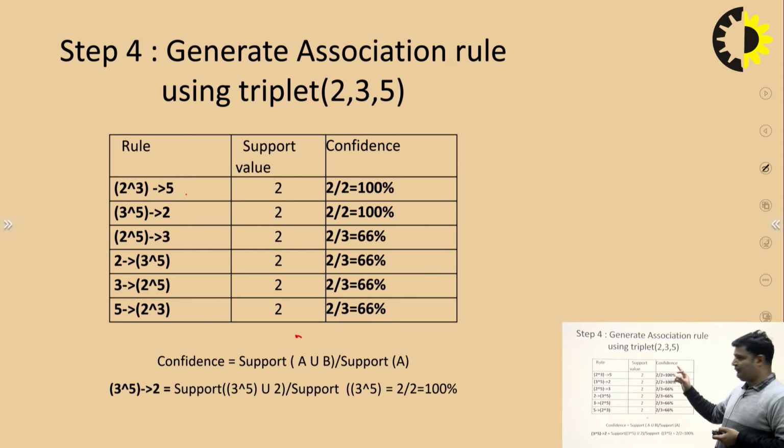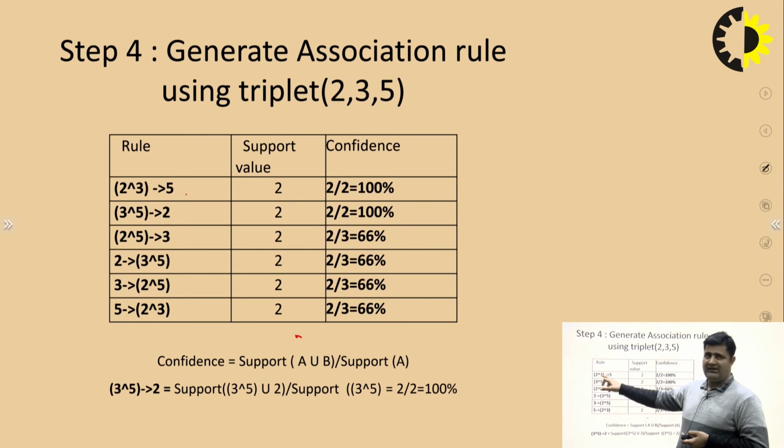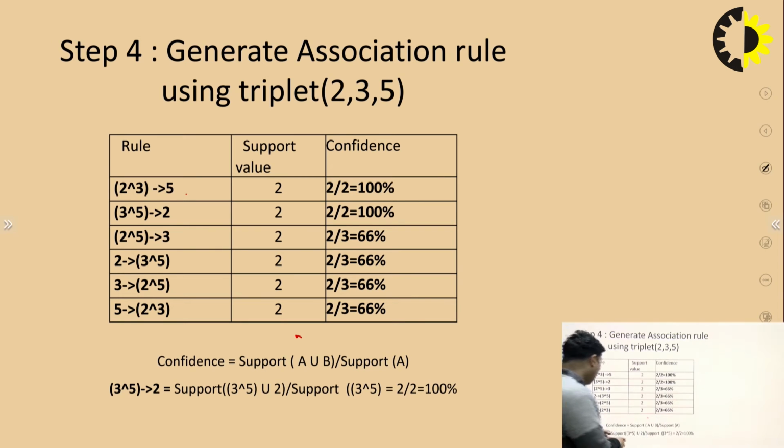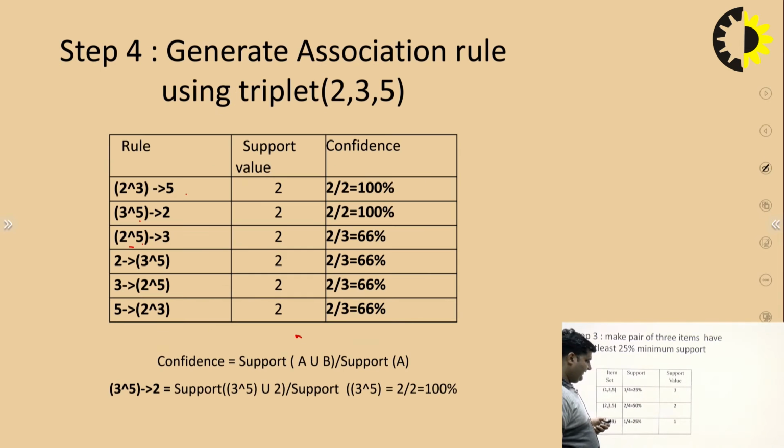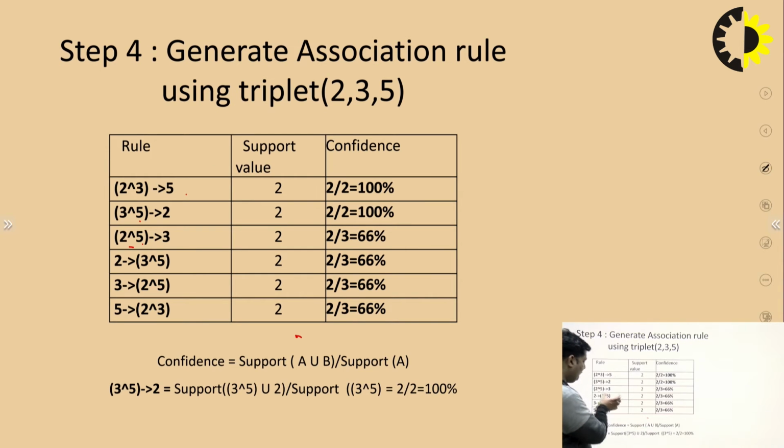Now we have to find out the confidence. For this, we have one formula. We use the support value of A union B and the support value of A. Suppose we take the example of 3 and 5 here. Now we take 3 and 5 as A, and this is the B element. If we count the A union B, obviously the value is 2. No problem, they mention 2 values there. So the support value of A union B is 2 in this case.